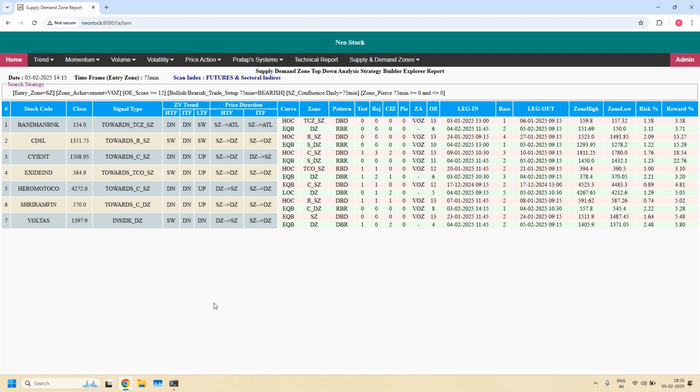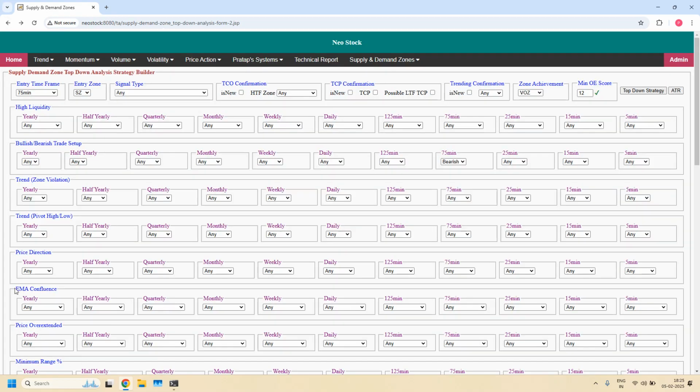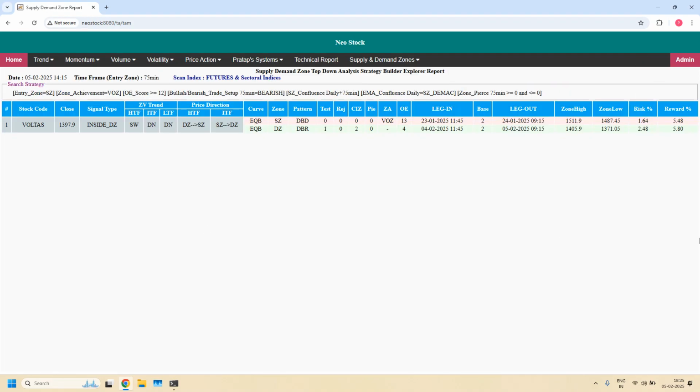So let's verify if daily supply zone is having a daily EMA confluence. Anyway, 75-minute supply zone is overlapped with daily. So that's why in the EMA confluence, at daily time frame, we are looking for daily supply zone with daily EMA confluence. Sorry, this is demand zone. Daily supply zone with daily EMA confluence. With this filter, we got only 1 stock. So this is an even more high probability trade setup supported stock.